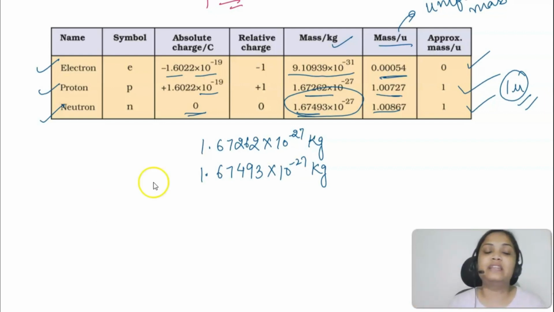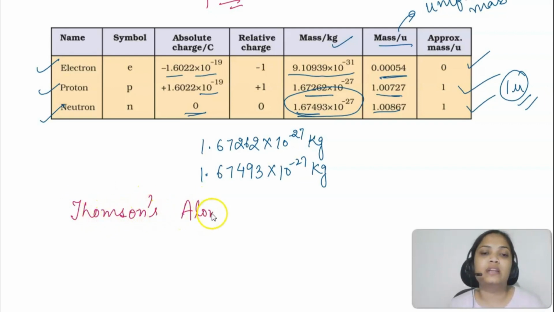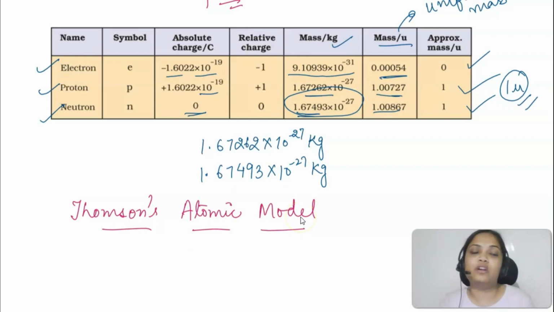So for that, various atomic models came up that we are going to study. You might have studied Thomson's model and Rutherford's model in your lower classes, so I'm just going to revise that for you. Then the main ones are Bohr's atomic model and the quantum mechanical model that we have.